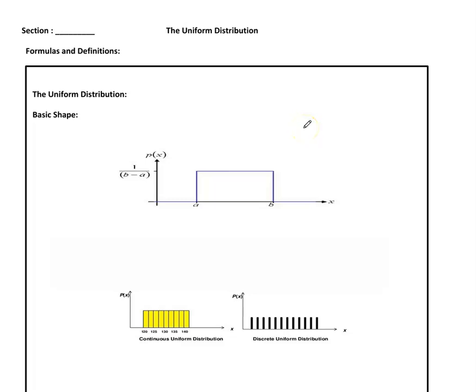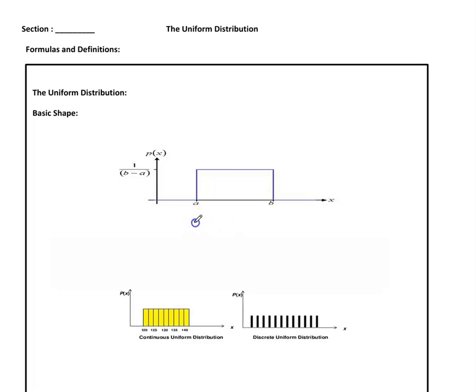Hi class, here's problem number 3 from the uniform distribution. So here's the main highlights. When you have a uniform distribution, your picture is going to be a square or rectangle.